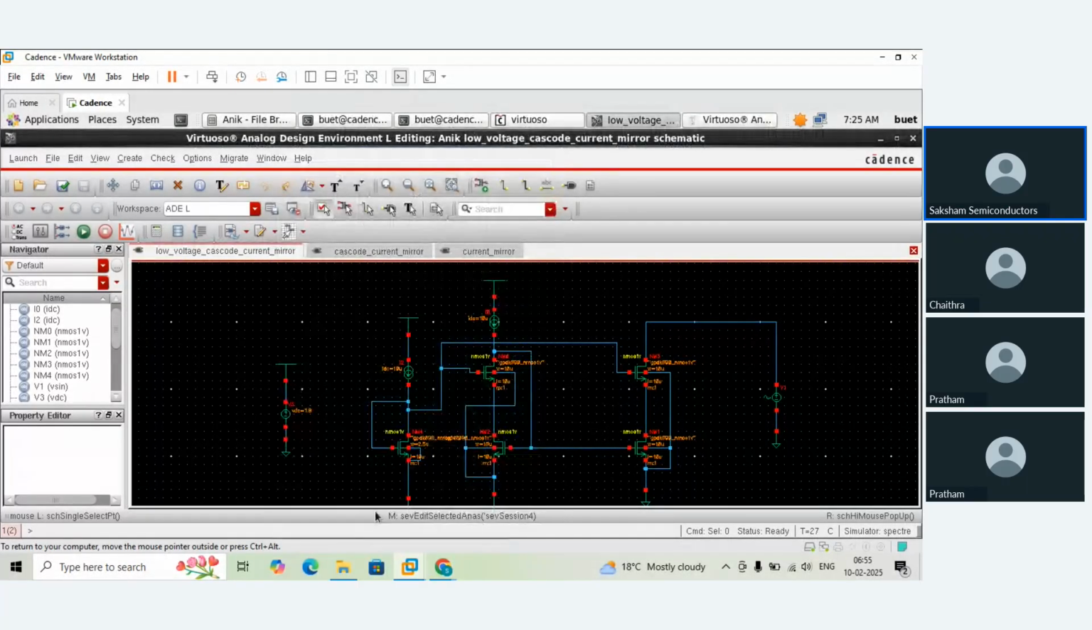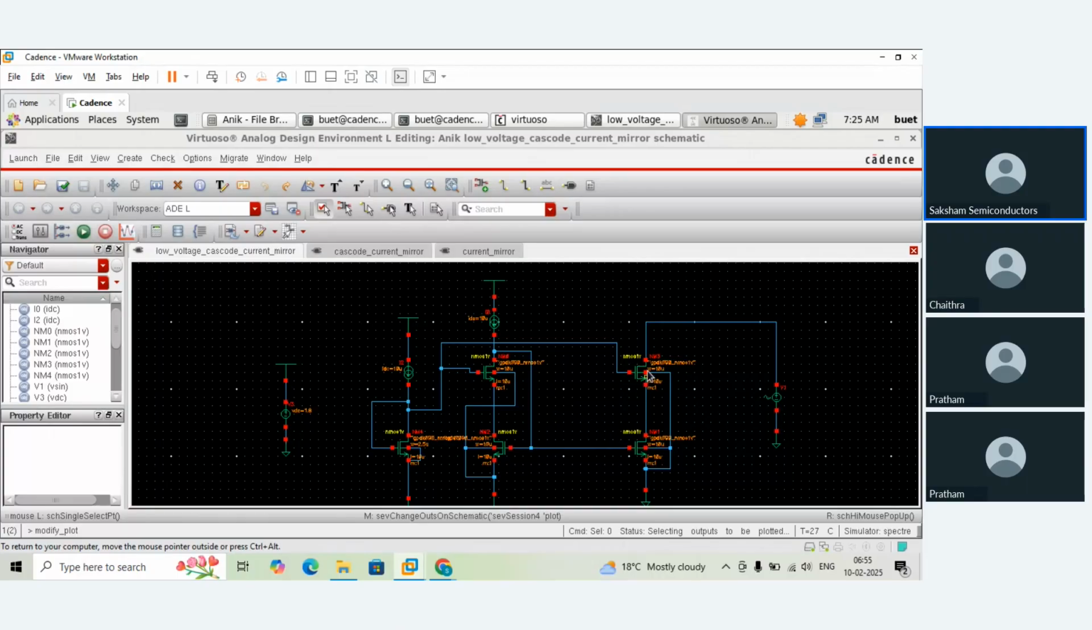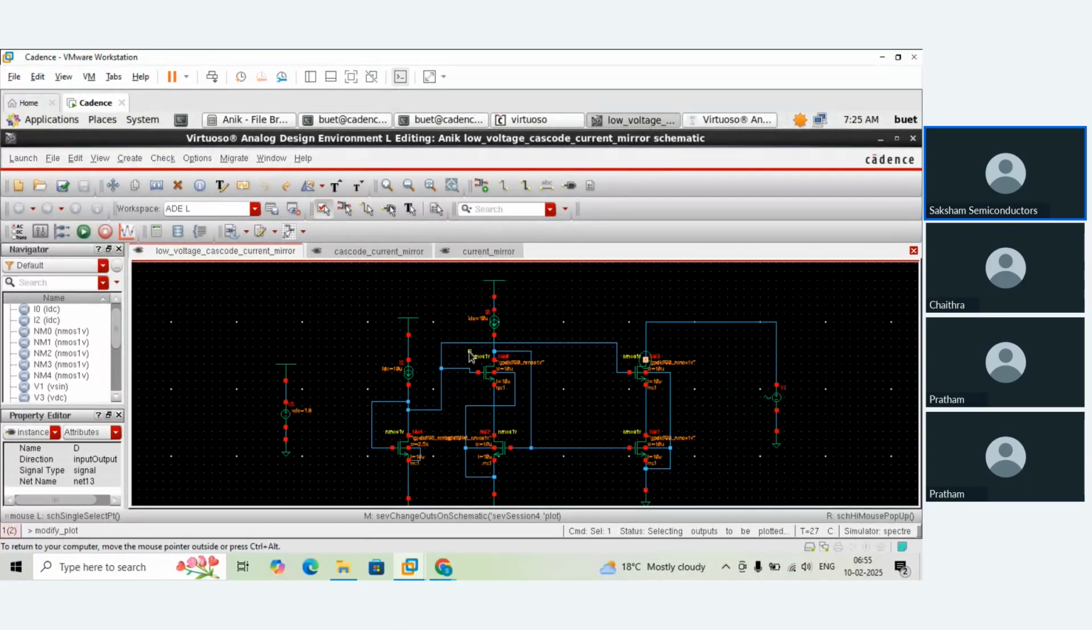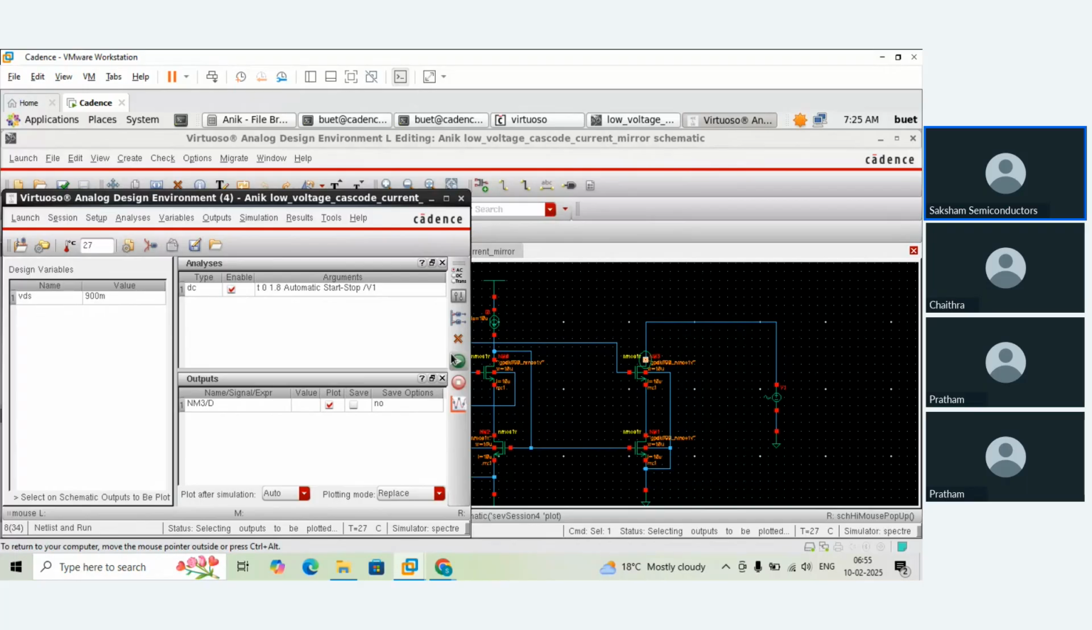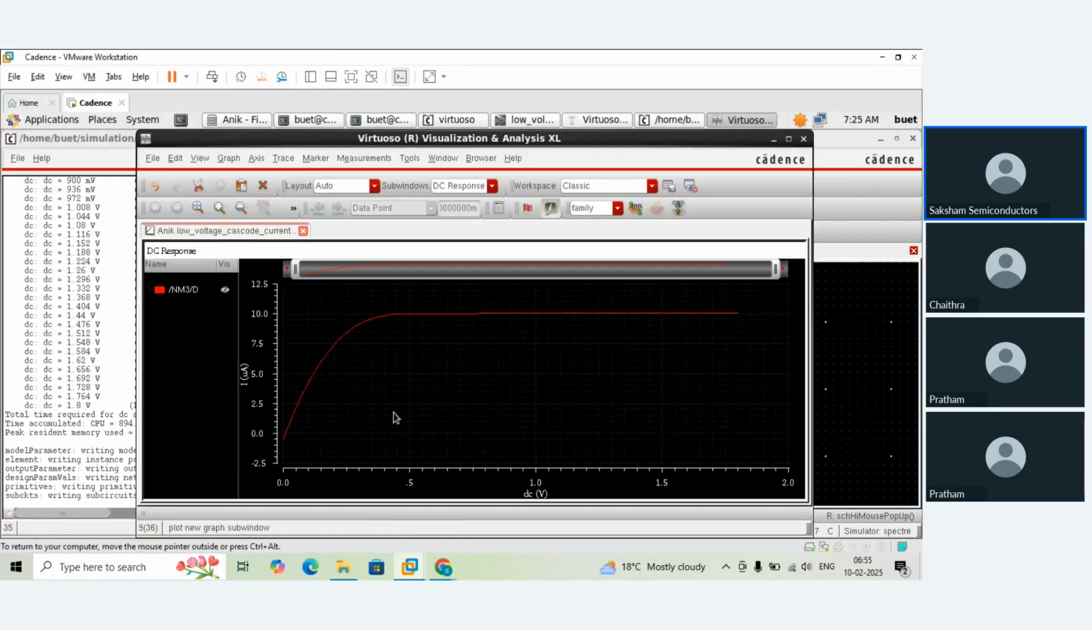Let's try to do that, and the outputs to be plotted. This is my output that is to be plotted. Basically, this DC analysis would fetch me the ID versus VDS graph, which is going to tell me whether my current is getting populated to 10 microampere or not, because my reference current was 10 microampere. So if you see here, yes, it's exactly 10 microampere.